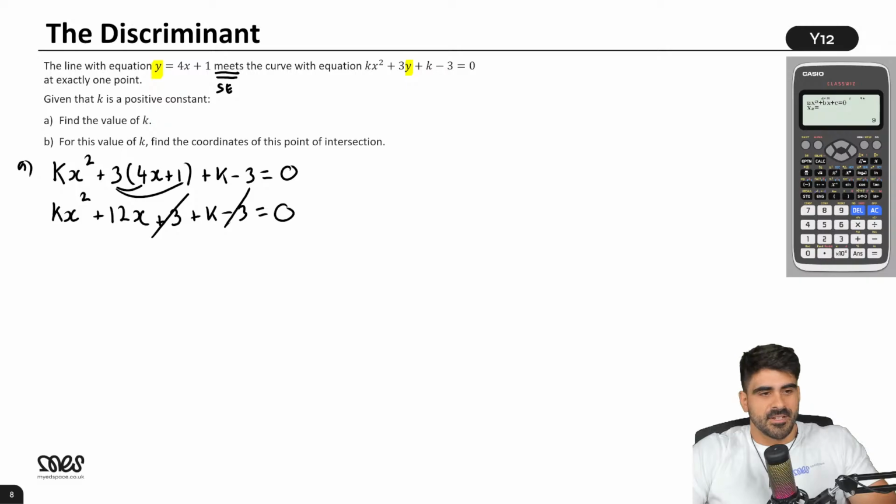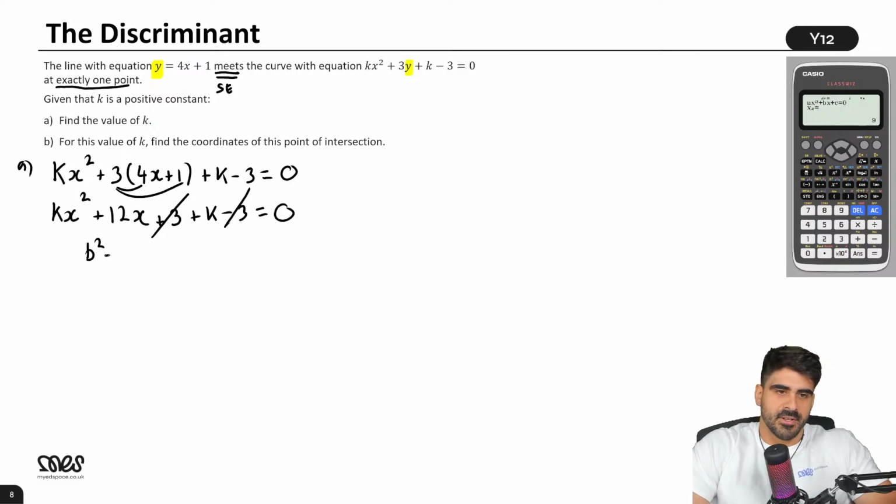The discriminant equals 0. So guys, one root, they meet at one point, means that this has one root exactly. It means the discriminant equals 0. One solution means that this quadratic can only have one solution, meaning that the discriminant equals 0. Now when you read this, guys, what is the value of b? A, B, C, easy as 1, 2, 3.